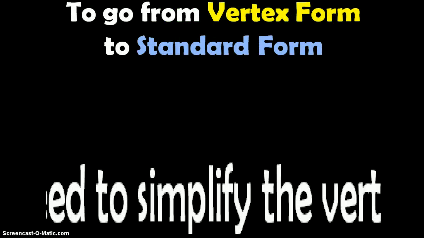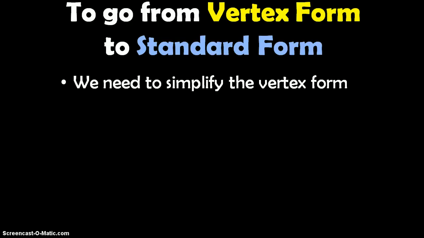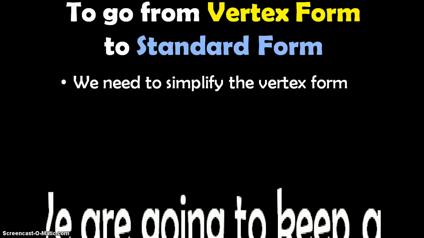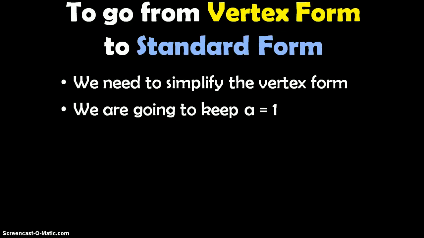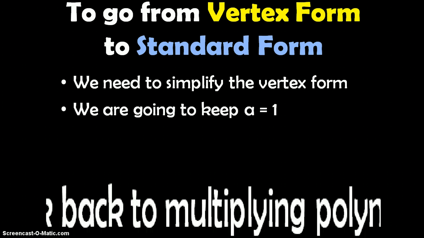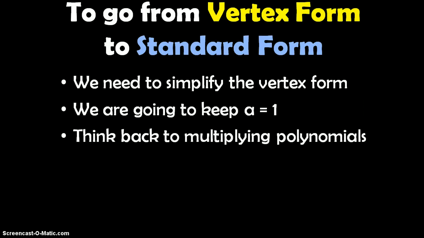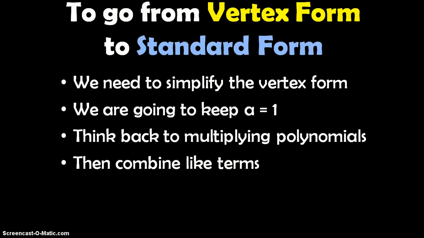Alright, so just a couple of reminders. When we're going from vertex form to standard form, we're going to simplify the vertex form. Again, we're keeping a as 1 for now. We need to keep multiplication in mind. We're just distributing. So make sure you're distributing everything and not just the outside and the inside numbers. If you want to use the box method instead of distributing, that is perfectly fine. And then our last step is we're just going to combine our like terms.